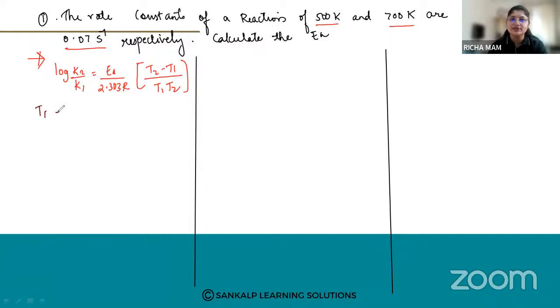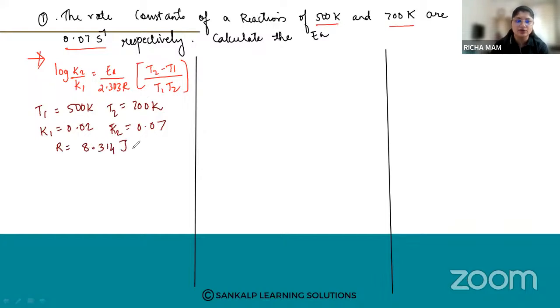So your T1 is 500 Kelvin. T2 is 700 Kelvin. K1 is 0.02 and K2 is 0.07. And we know the R value, R is 8.314 joule per mole per Kelvin. K is per second, temperature is in Kelvin. So let us put the values.